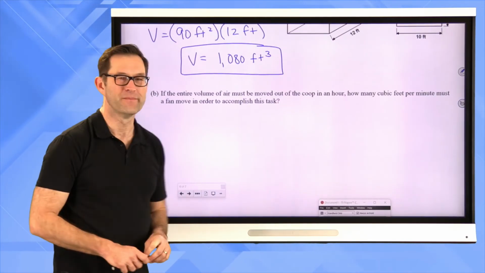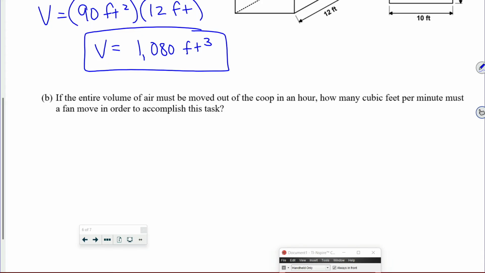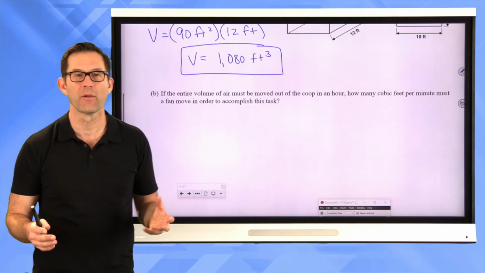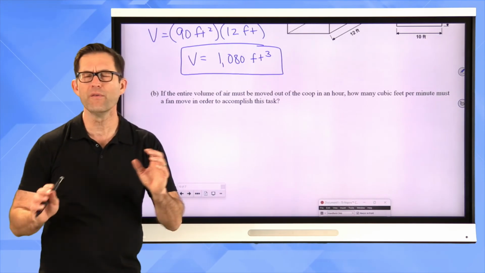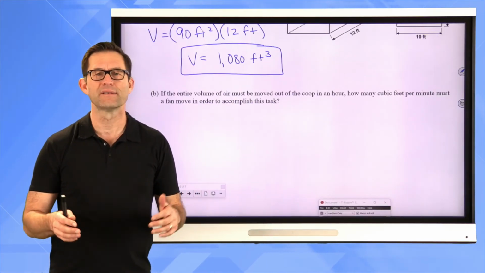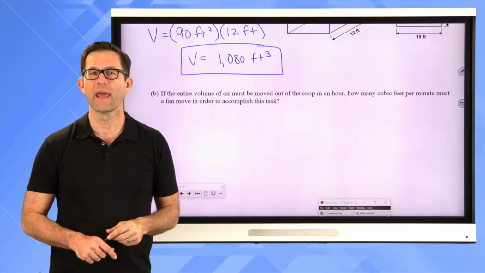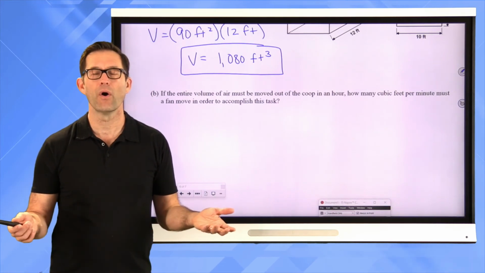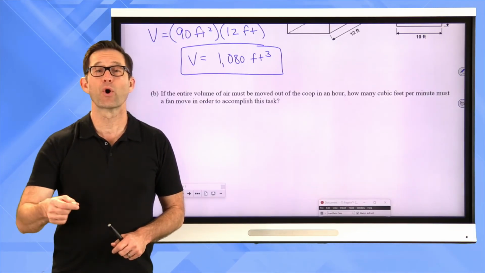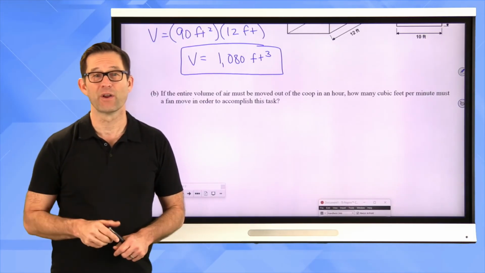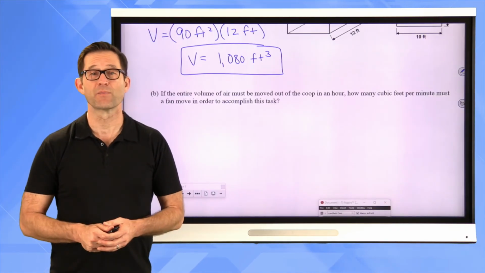Let's take a look at letter B. If the entire volume of air must be moved out of the coop in an hour, how many cubic feet per minute must the fan move in order to accomplish this task? All right, so this is a nice rate problem, and I think you can probably imagine it. And again, if it's confusing because we're moving air out, imagine that you had, let's say a gymnasium that had 1,080 people in it, and all of them moved out over the span of 1 hour. And I said, well, how many people were leaving the gymnasium per minute? All right, I bet you could figure it out. So, try to solve this problem.